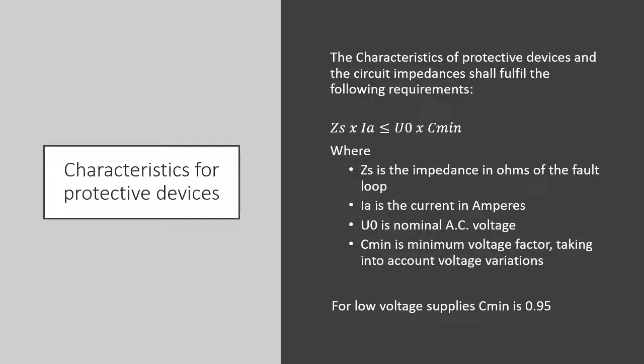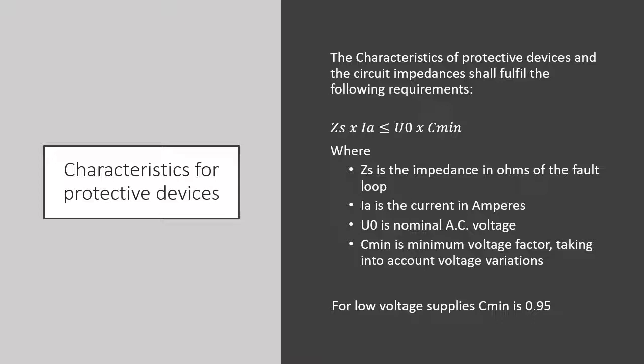Let's take a look then at the characteristics of these protective devices. So, looking at our circuit impedance, our ZS, if you look there on the formula provided, it is Ohm's law, probably written a little bit different the way you're used to seeing it. U0, of course, is the nominal AC voltage, and IA is the current flowing in the circuit. So ZS times IA must be less than or equal to U0 times, we have a factor here, C min. Now, C min is a factor that we apply to allow for voltage variation.